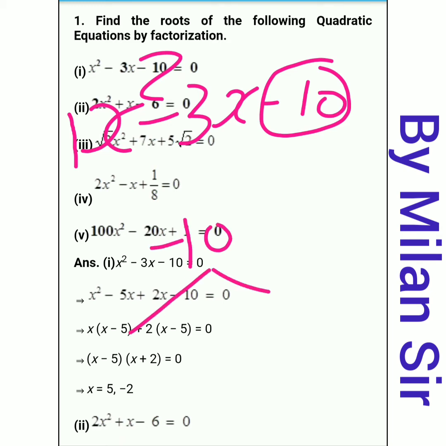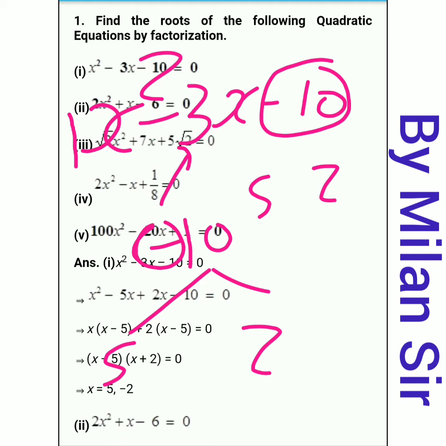Now we need to factorize the 10. Here a negative sign is there, that means we want factors of 10 such that if we subtract them, we get our middle term, 3. Factors of 10: 5 twos are 10, and 5 minus 2 is 3. So we can use this factor pair, 5 and 2.